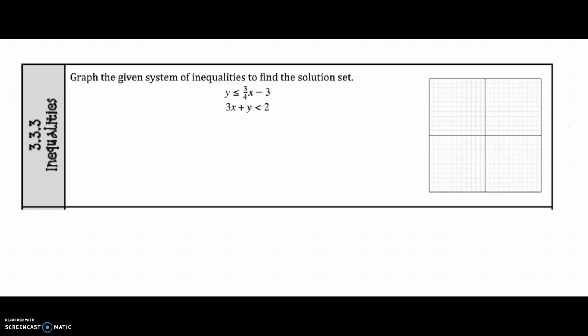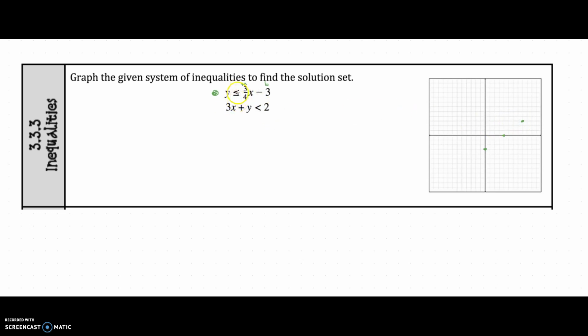So the first one I'm going to do in green. And this one is just in y equals mx plus b form, so our slope-intercept form. So we want to begin with b, which is -3, and move with m, which is 3 over 4. So I want to go up 3 and over 4, and up 3 and over 4.